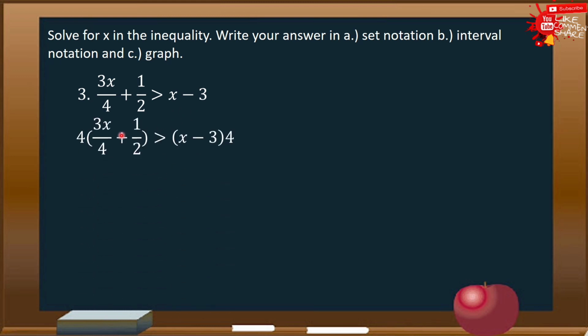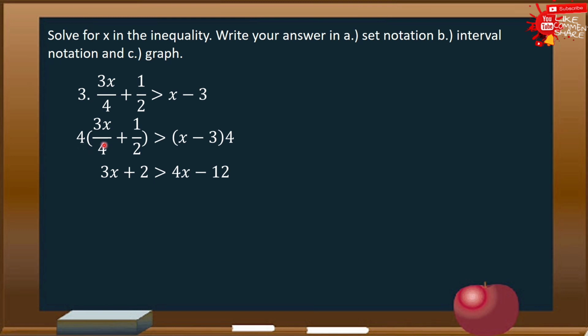So, it means that we will multiply for both sides of the inequality. So, meron tayong 4 times the quantity of 3x over 4 plus 1/2 is greater than the quantity of x minus 3 times 4. So, minultiply natin both sides by the LCD, which is 4. Then, let us simplify. So, we have here 4 times 3x over 4. So, pwede na natin i-cancel si 4. So, we have now 3x.